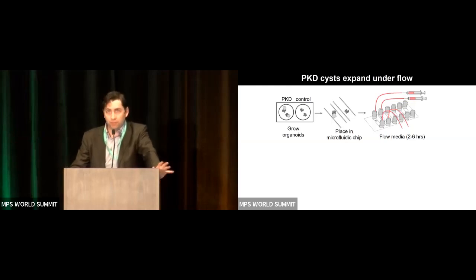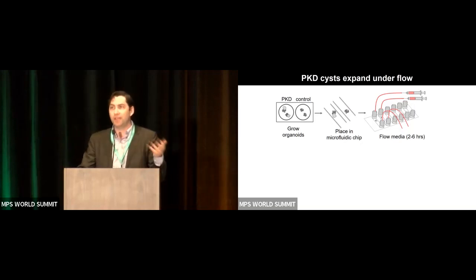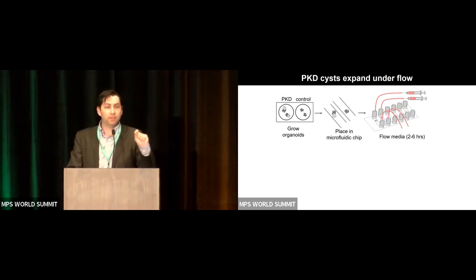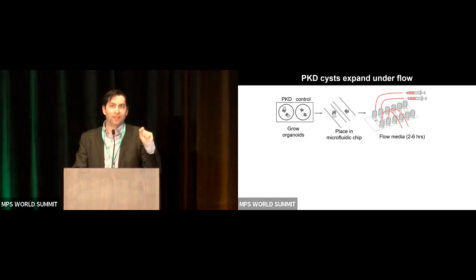So the question that we wanted to get at next was, what was the effect of flow in this system? All these organoids have been generated under static conditions. We don't know how perfusion would affect cystogenesis. So to get at this, we arrived at a very simple system where we take our PKD organoids or our control organoids, and we place them in a very simple microfluidic device, and we flow media over the tops of these structures for a series of hours.